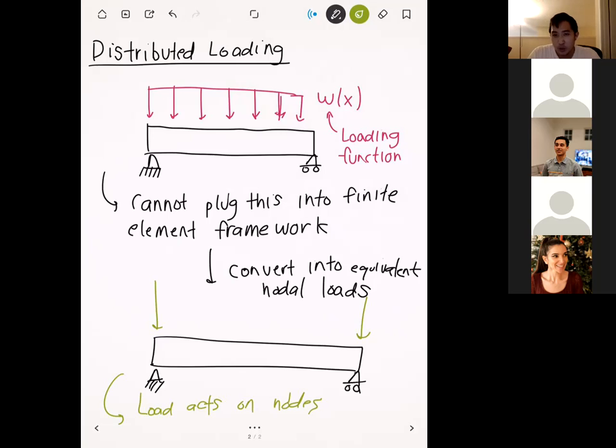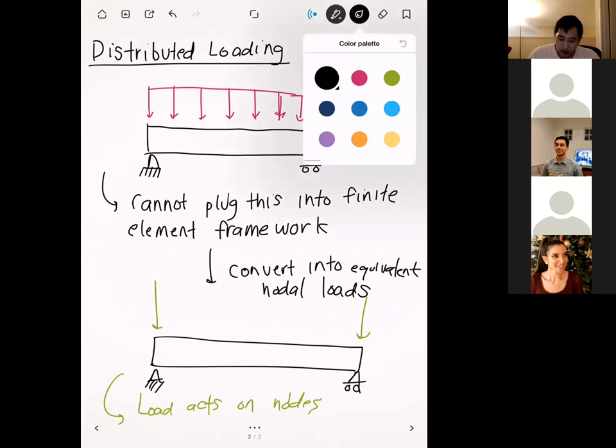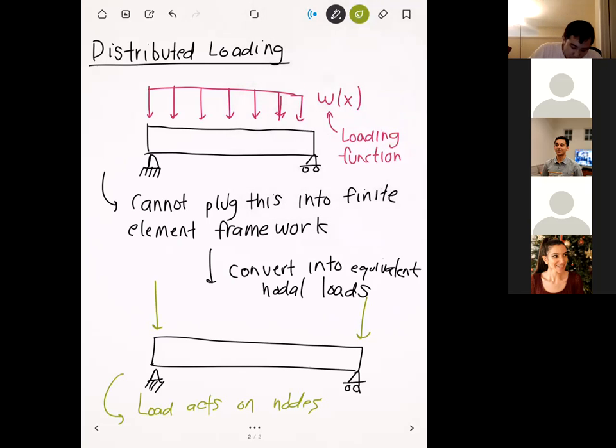And this situation is what we would prefer because when you have all the loads applied at the nodes, then you can plug it straight into a finite element framework. And so the challenge is going to be, we can't just assign these loads arbitrarily. Up above, if we have w of x, we'll call this load p1, and we'll call this load here p2. How do we assign the value of p1 and the value of p2 such that these two are equivalent?